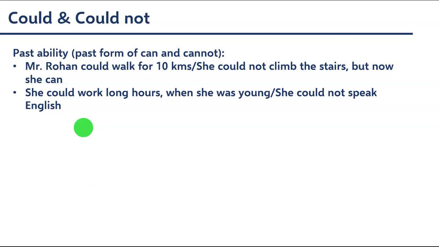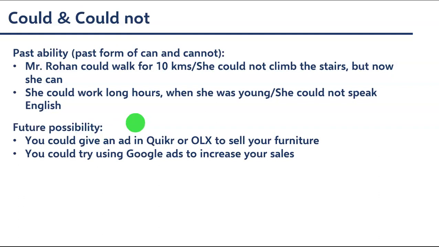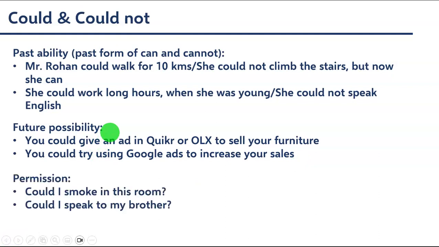It expresses past ability. Second use, future possibility. You could give an ad in Quikr or OLX to sell your furniture. Let us say that one of your friends is moving from Bombay to Bangalore, and he asks you, what do I do with my old furniture? You could say, you could give an ad in Quikr or OLX to sell your furniture. So you're talking of a future possibility. You could try using Google Ads to increase your sales. You're giving a suggestion to increase sales. So this is where you could use could to express future possibility.